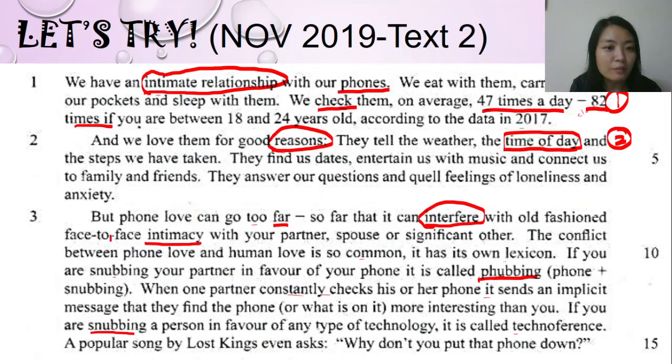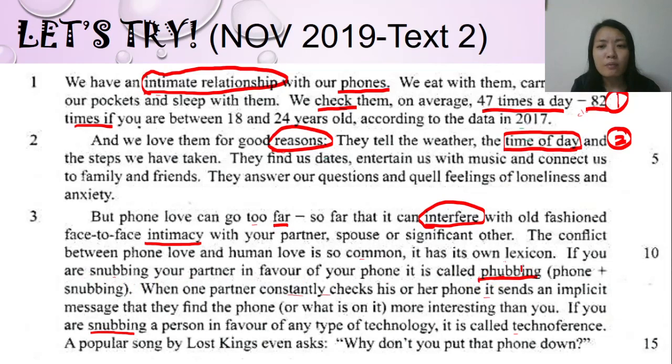For number 3, phone love can go too far. It can interfere with all face-to-face. Then you want to find the word fubbing. It's down here, it's called fubbing. What is fubbing? If you're snubbing your partner in favor of your phone. Well, let's say you don't know the meaning of snubbing.